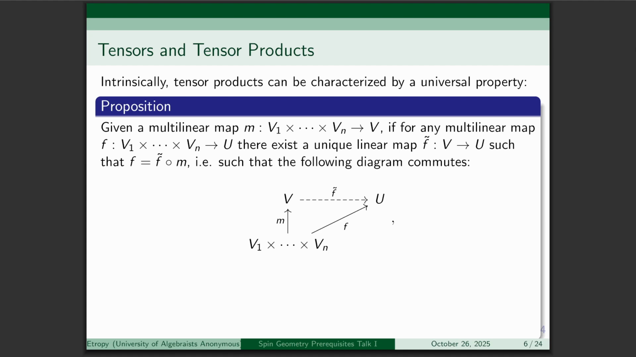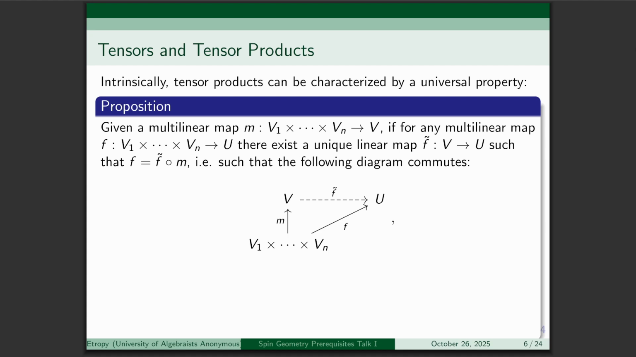So exactly what this means is the following. Suppose we have some vector spaces V1 through Vn, and suppose we have some multilinear map out of it, M from V1 times etc. times Vn to V. Now suppose we have the following condition. If you're given a multilinear map out of this product into some U, then there exists a unique linear map from this V to U such that instead of going by the multilinear map directly to U, we first go to our V and then apply this uniquely existent linear map.